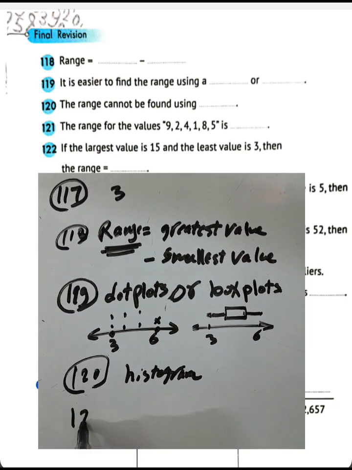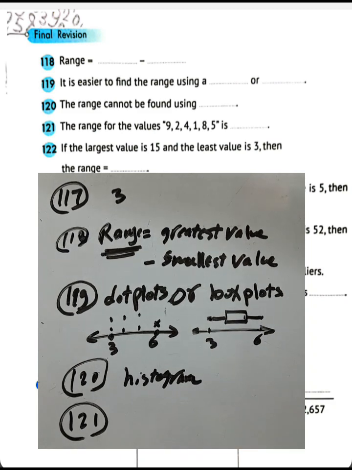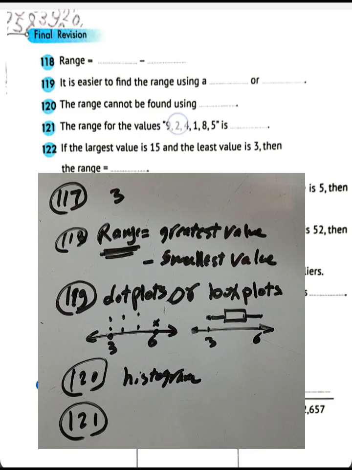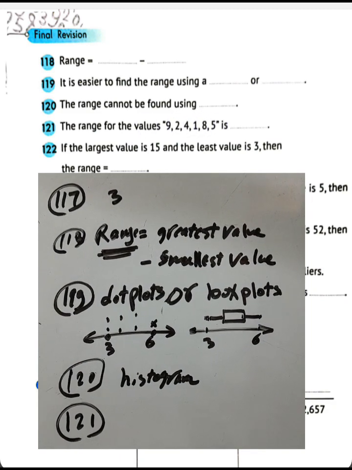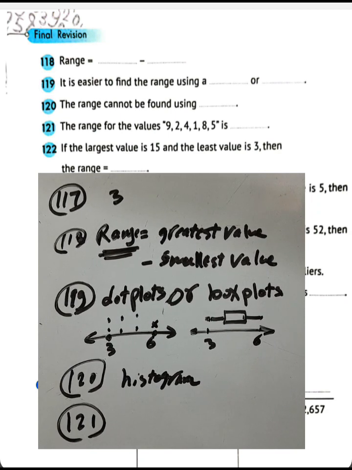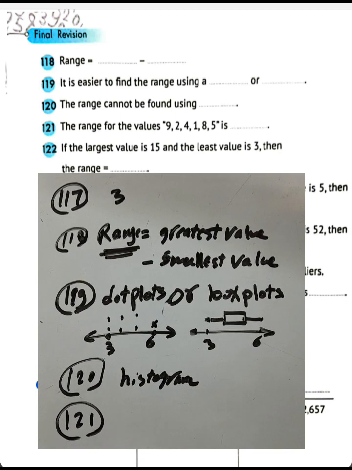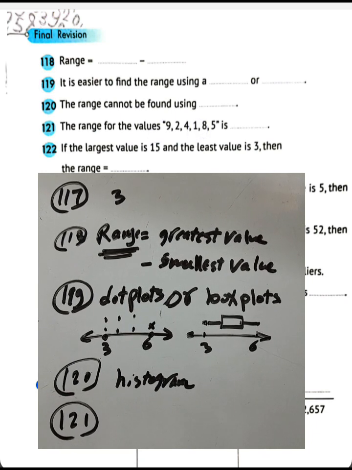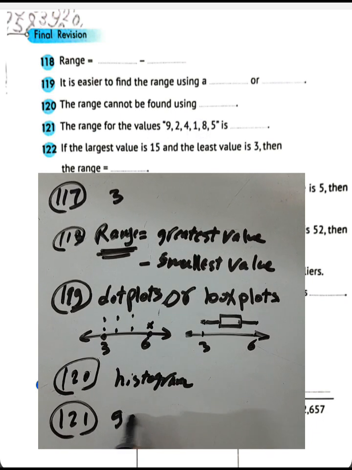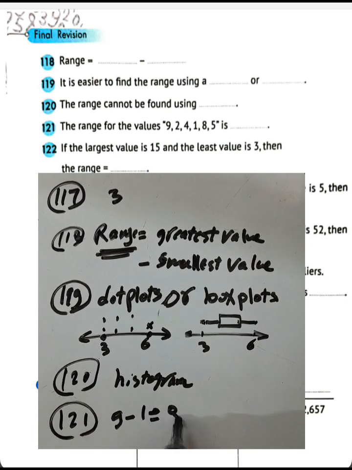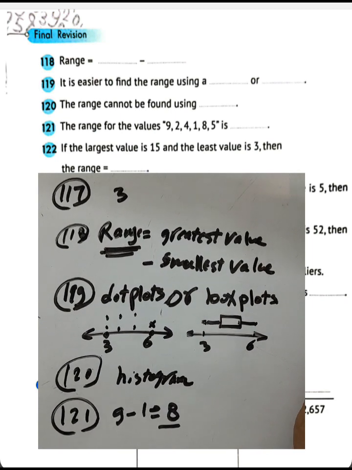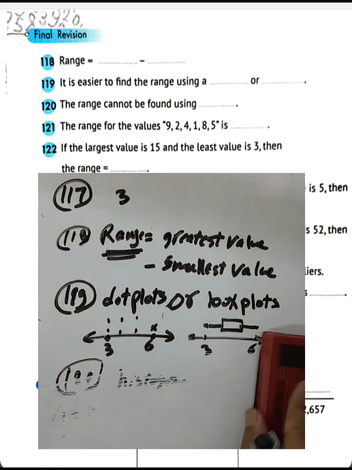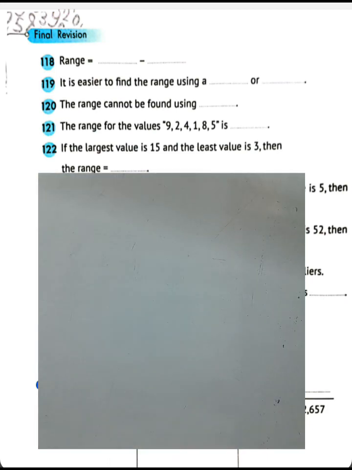Question 121. The range for the values 9, 2, 4, 1, 8, 5. We can find the range by the difference between the greatest number and the smallest number. The greatest number here is 9 and the smallest number is 1. 9 minus 1 is 8. So the difference between 9 and 1, which equals 8, is the range. The range equals the maximum value minus the minimum value from all values.